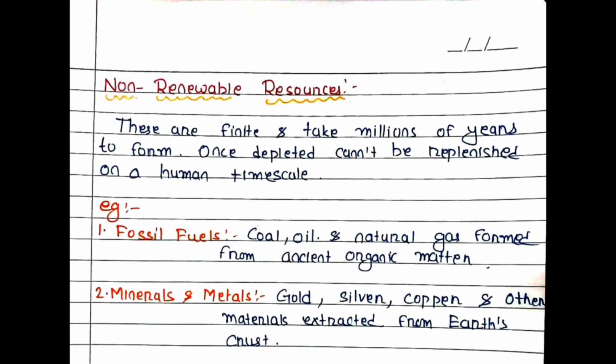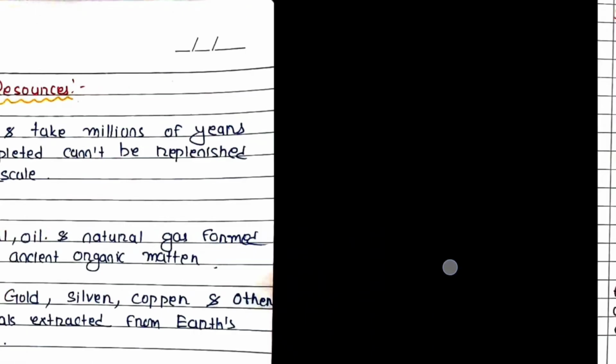First is the fossil fuels: coal, oil, and natural gas. These are formed from ancient organic matter. They take hundreds and thousands of years to form. Then the minerals and metals: gold, silver, copper, and other materials extracted from the earth's crust are also non-renewable resources. These are finite in nature.